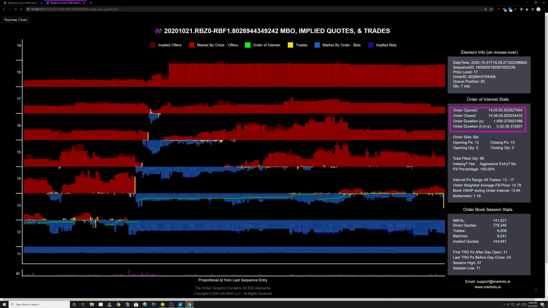So this one was opened at 2:05 p.m. Eastern, and it was closed out at 2:38. So it was around for 32 minutes. It was initially 12 bid for an opening quantity of 2, and it went out at 13 bid. Total quantity filled was 98.